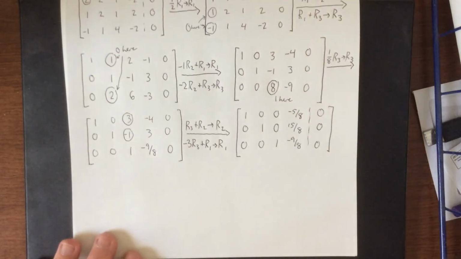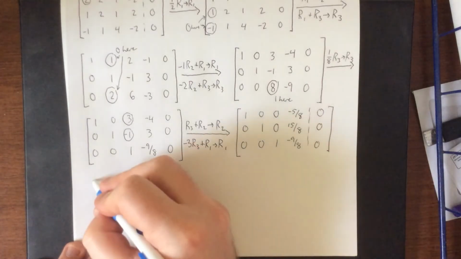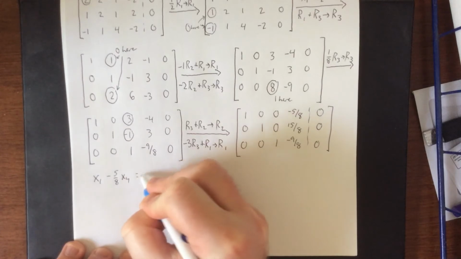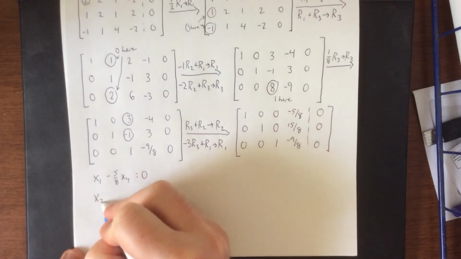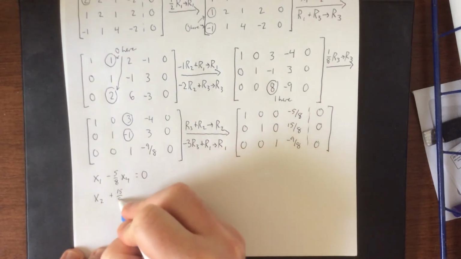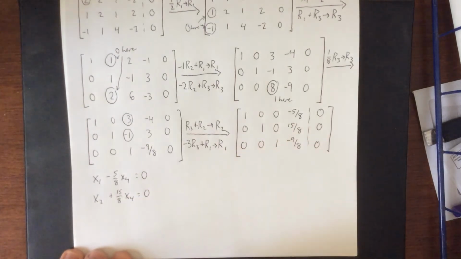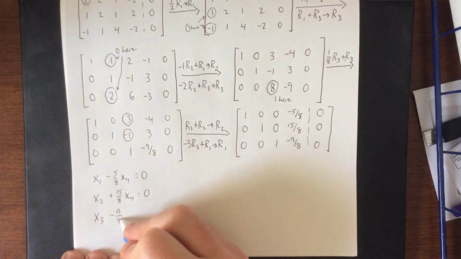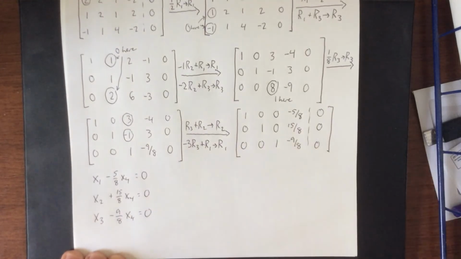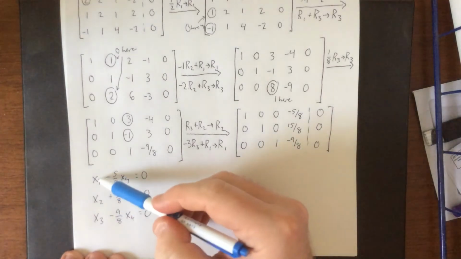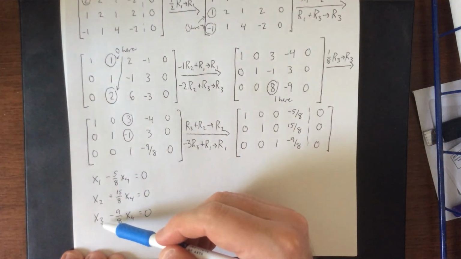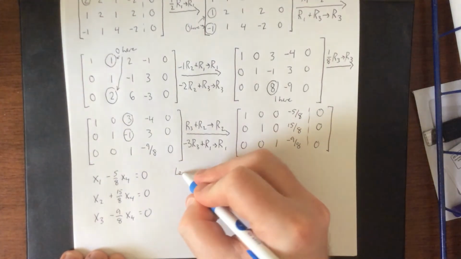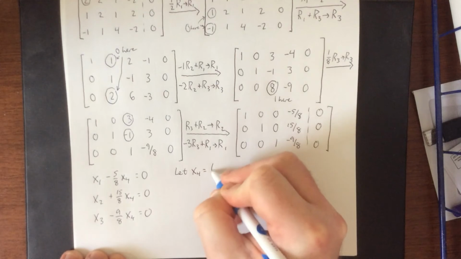Now with this in mind, let's go ahead and reinterpret these. We have x1 minus 5/8 x4 is equal to 0. x2 plus 15/8 x4 is going to be equal to 0. And x3 minus 9/8 x4 is going to be equal to 0. We can see from these equations that x1, x2, and x3 are all lead variables, which means that x4 is going to wind up being a free variable. So we'll say let x4 be equal to t.